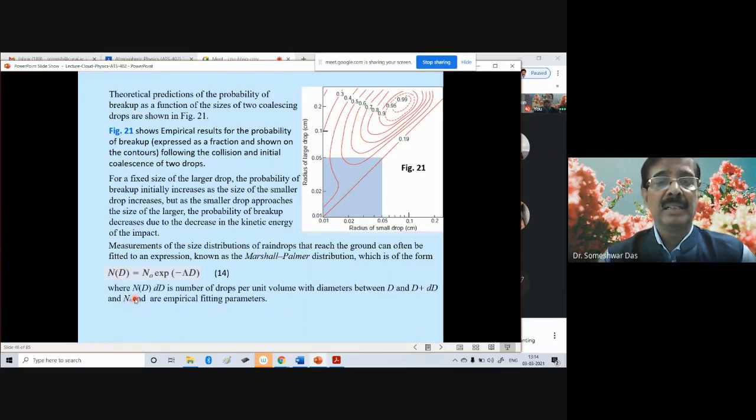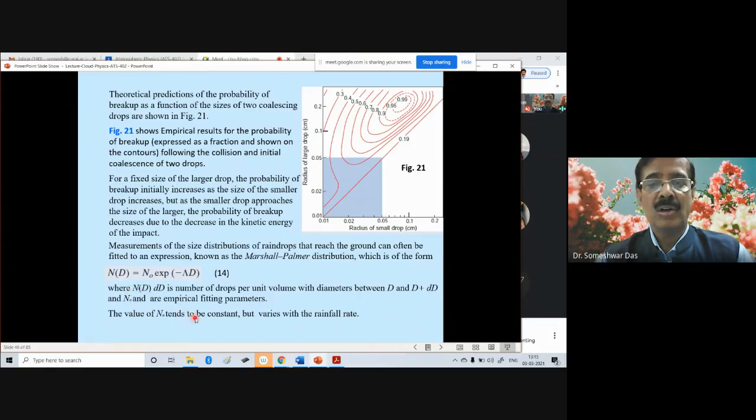and N(D) dD is the number of drops per unit volume with diameters between D and D plus dD. N0 and lambda are the empirical fitting parameters. So this equation number 14 is the standard form of the Marshall-Palmer distribution, which we use to estimate the size distribution of the raindrops or the cloud droplets while modeling in the NWP models. The value of N0 tends to be constant but varies with the rainfall rate.